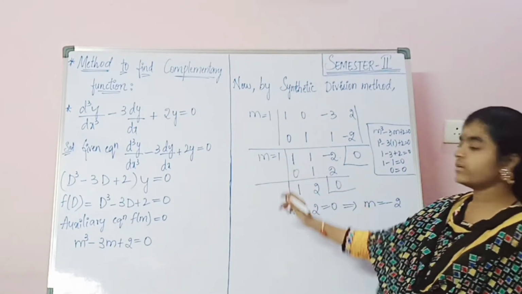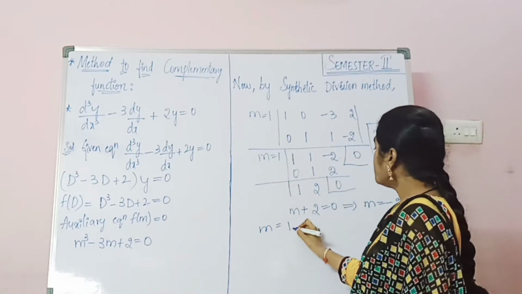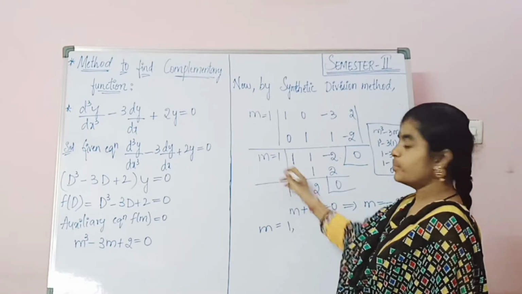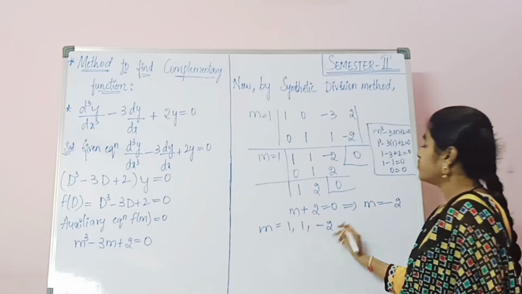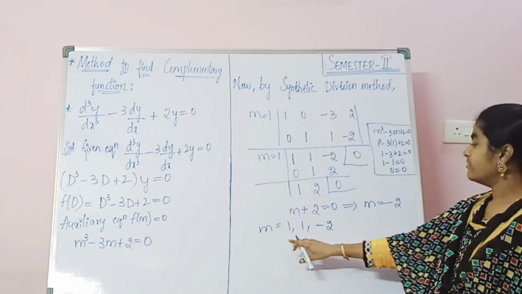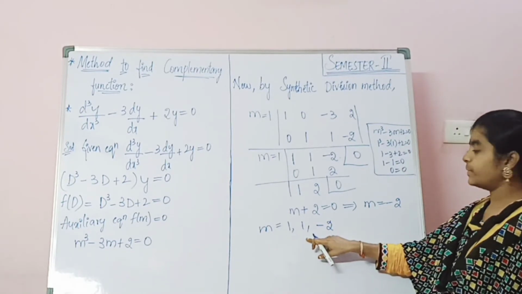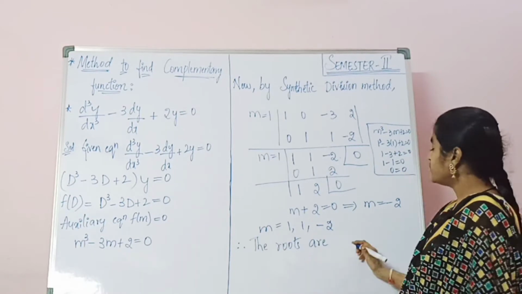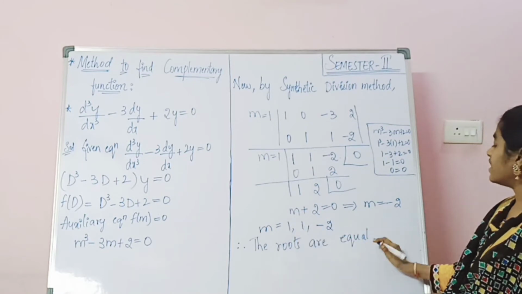Now what are the roots here? M equals to 1, m equals to 1, m equals to minus 2. So here roots are real and equal. Two roots are equal, one root is different. Therefore the roots are equal.